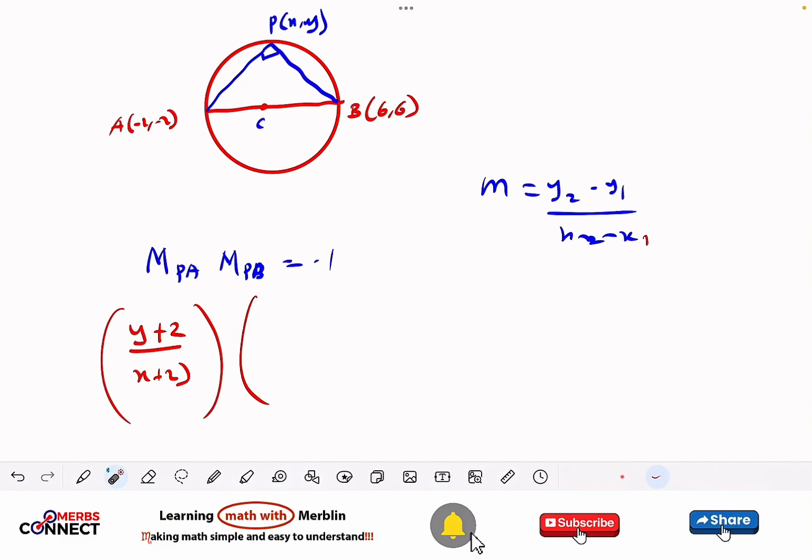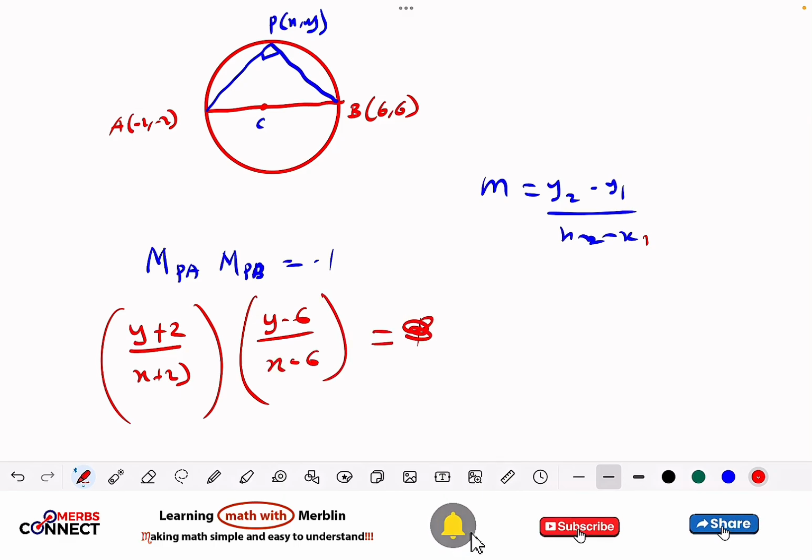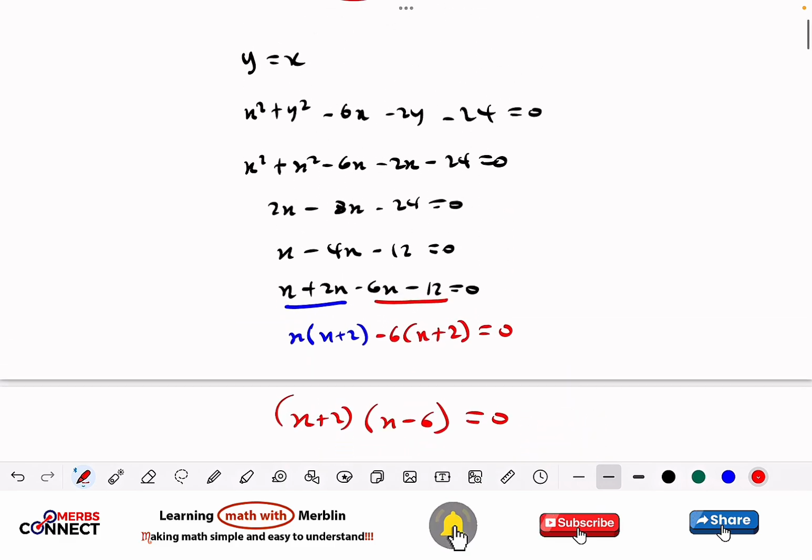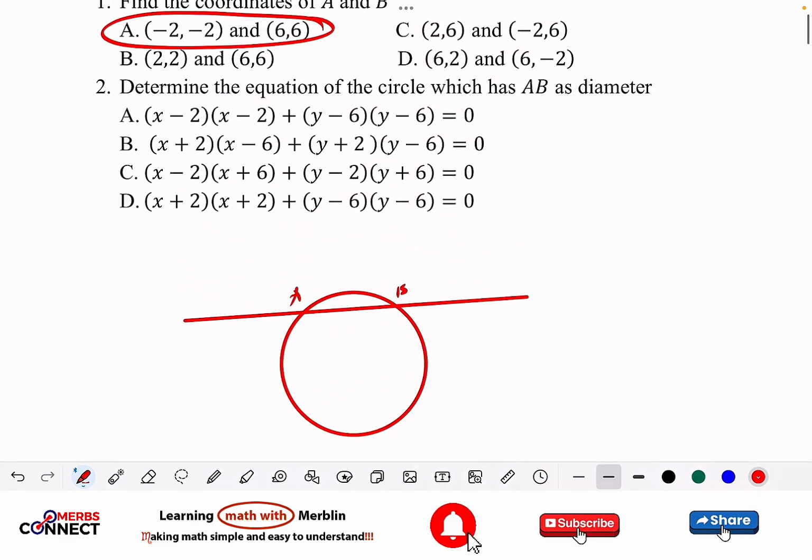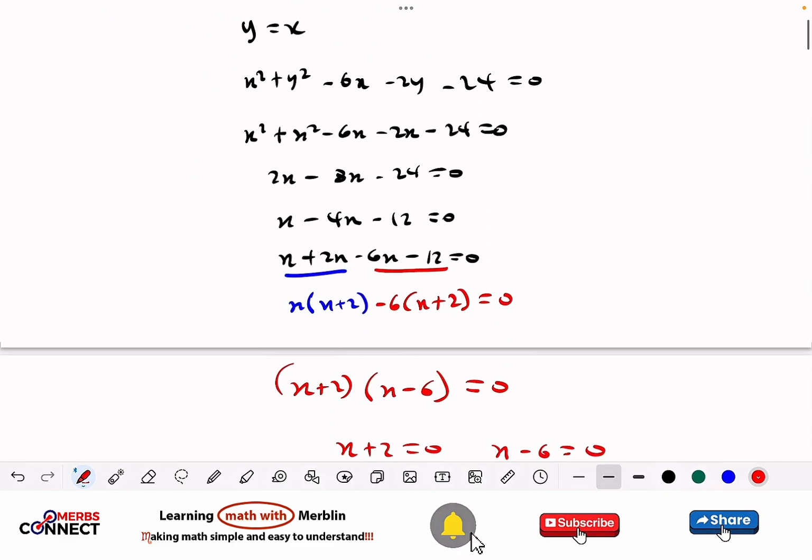And then this one is this and this. So this is going to be y minus 6 divided by x minus 6. And this should be equal to, sorry, minus 1. So let's look at the answer. As I said, always while you are doing this, try to check the answer before you do it.